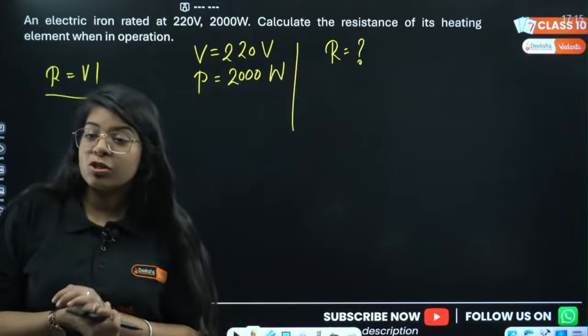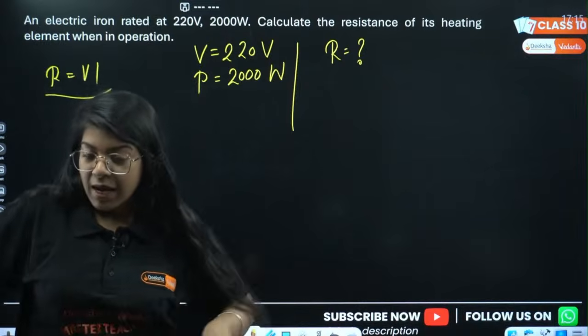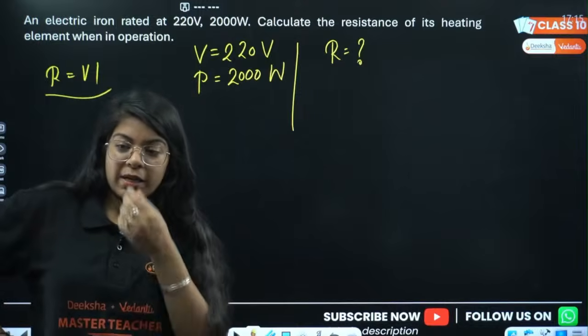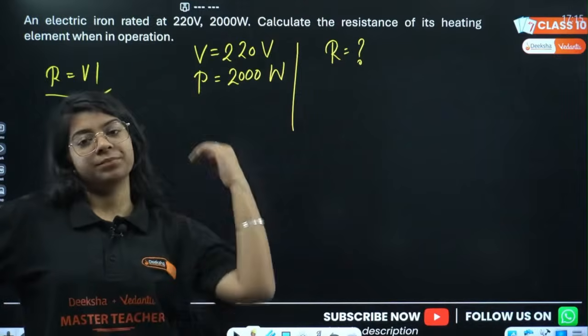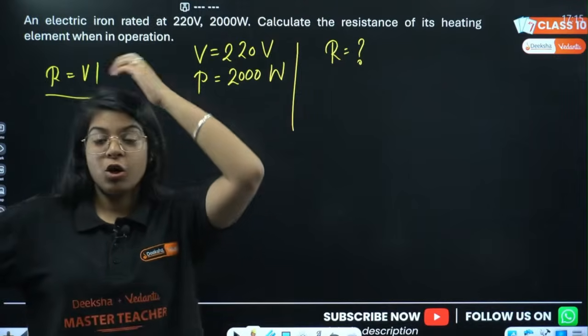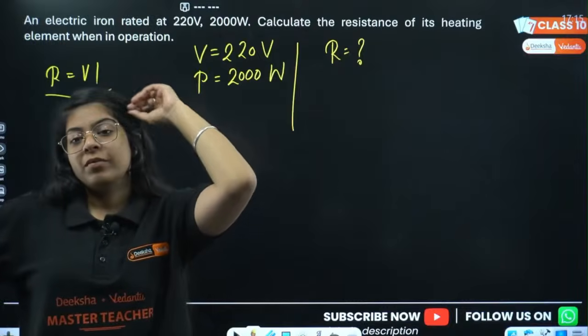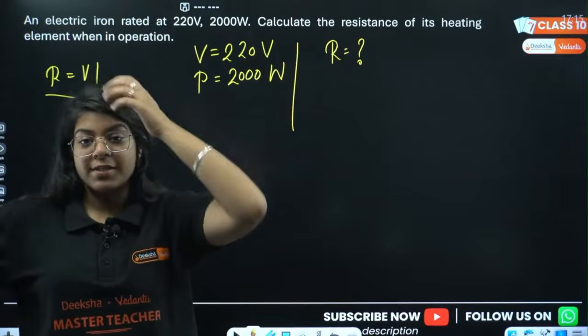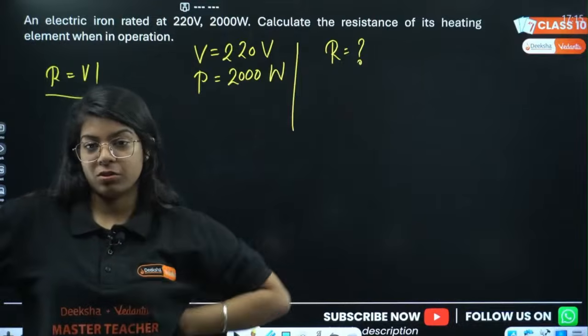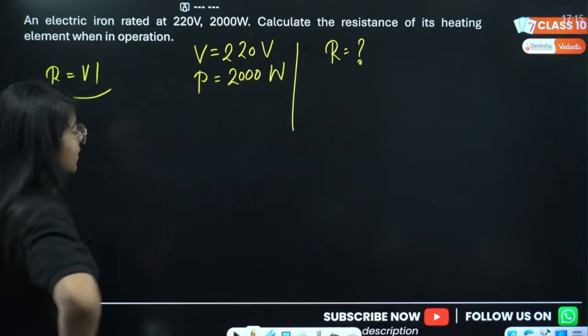We want to find resistance. Can you solve this question? Let me know the answer. I'm waiting. Chalo, jaldi. I've asked you to get your pen and paper with you. So let me know. What is the answer? चलो, साथ में I'll be solving.